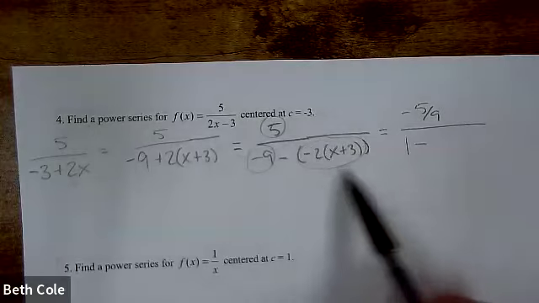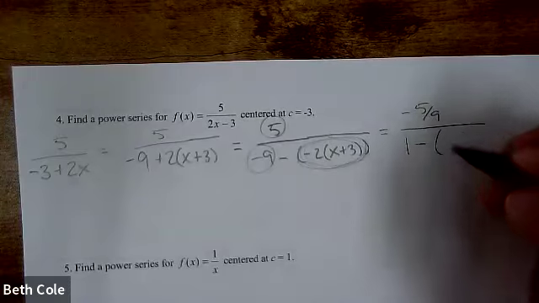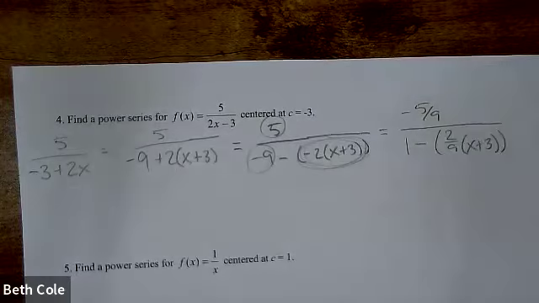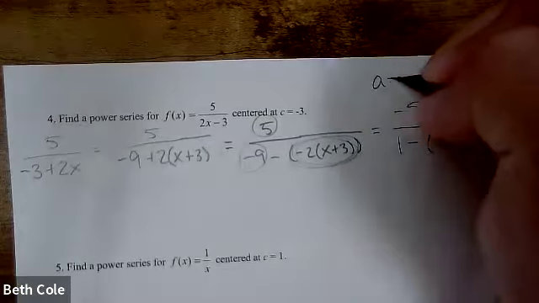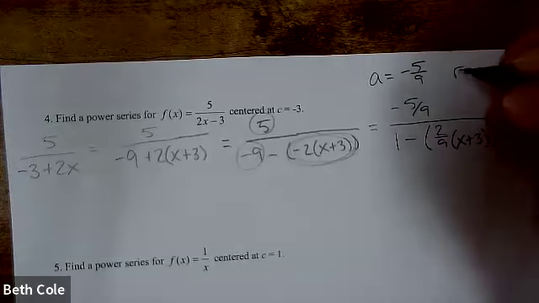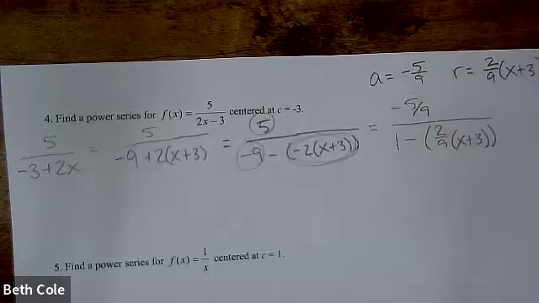Minus. Now, if you divide this by negative 9, yeah, it will be 2/9 times x plus 3. Which, again, just is what it is. That's what it came out to. Sometimes things get messy. All right, so A is negative 5/9. R is 2/9 x plus 3.